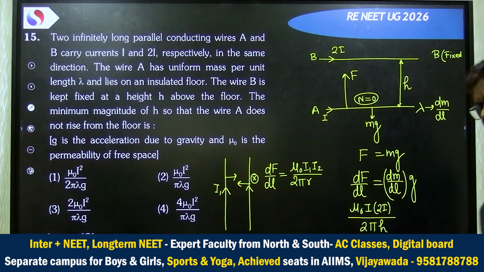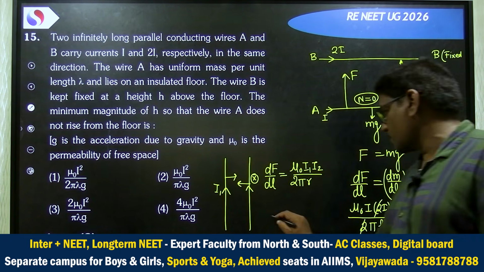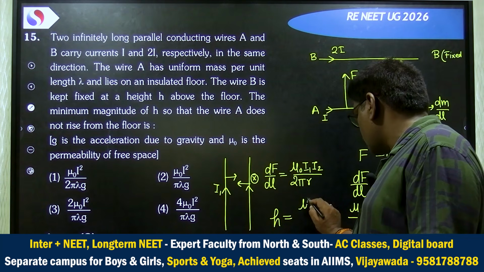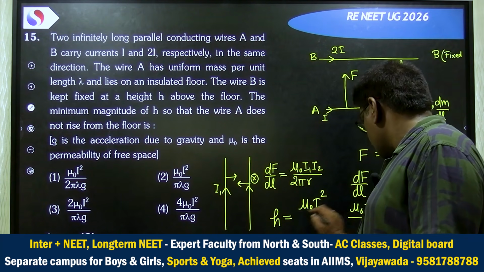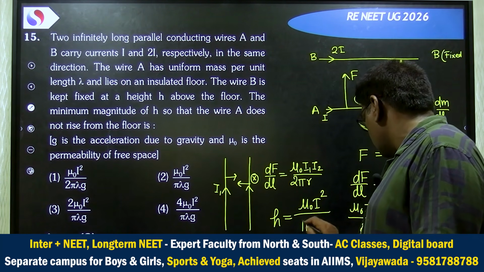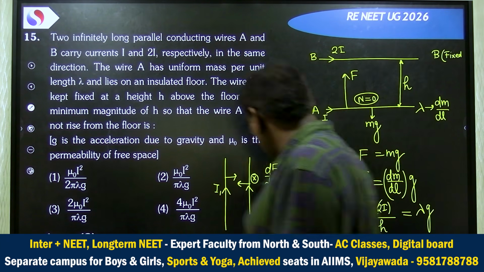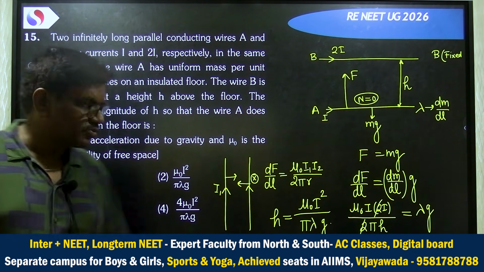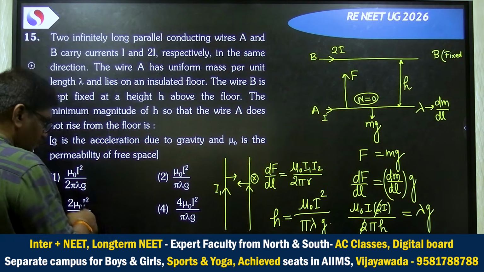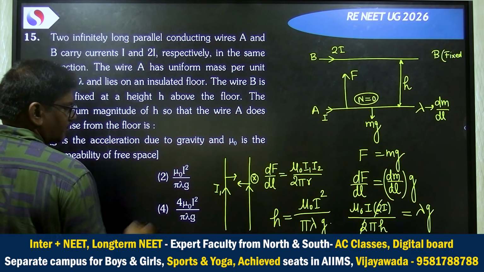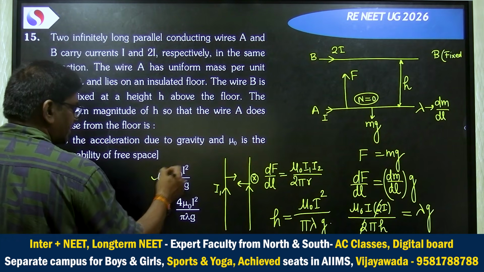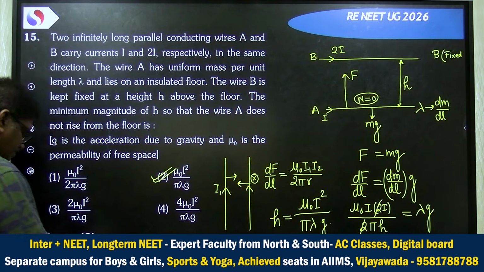Because r value will be your h. That is equal to dm, dm by dl is lambda. Lambda into g is your answer for this question. So what is h? h is coming as mu naught into I square divided by pi into lambda g. Okay, mu naught I square upon pi lambda g. Let's see which option is matching. 1 by 2, 2, 4, not correct, 1. Okay, mu naught I square by lambda pi g is the right answer, option 2.